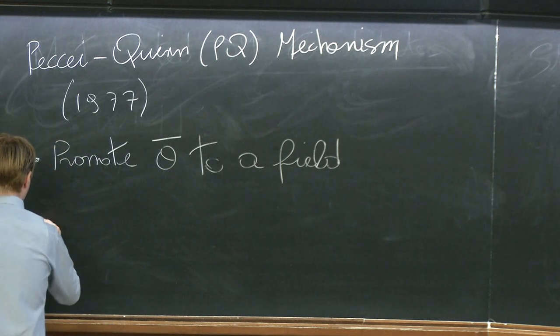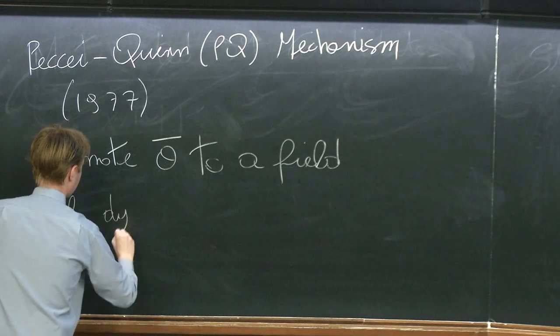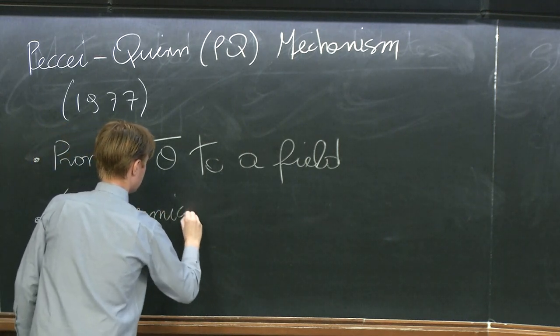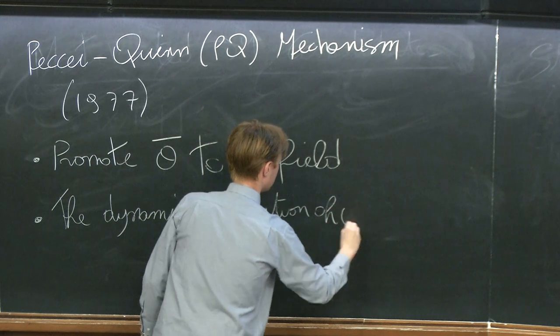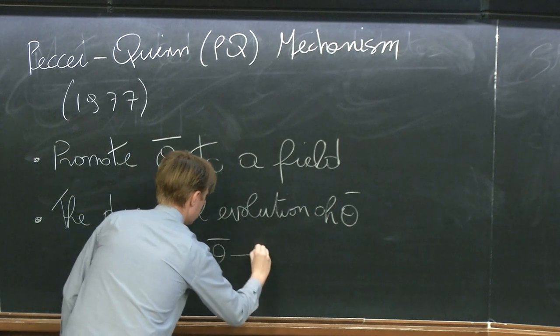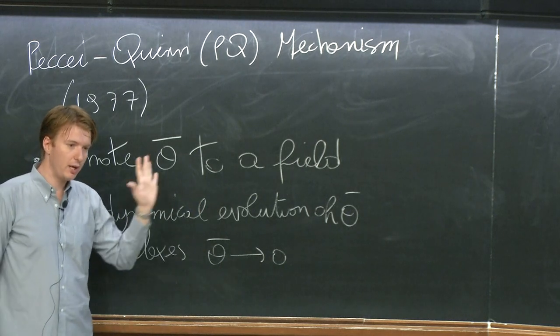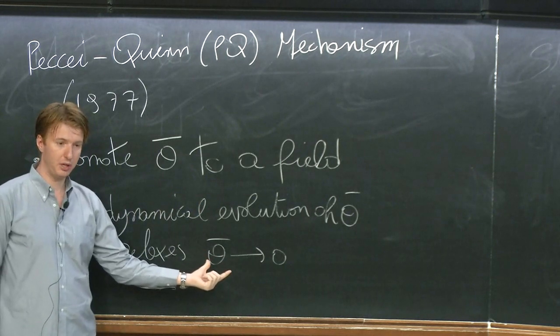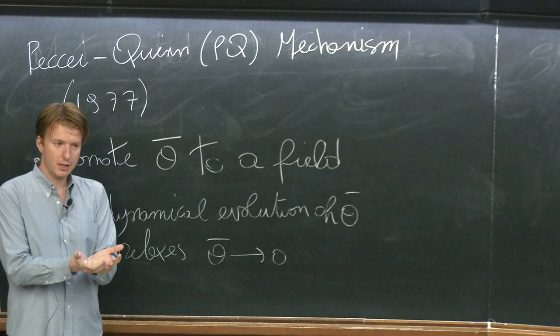And what we will study is the dynamical evolution. So this parameter becomes a field. We are going to study the equation of motion of this field through the expansion of the universe. And we will see that dynamics will drive theta bar to zero today. And that's why we do not observe violation of CP by strong interactions. Okay?